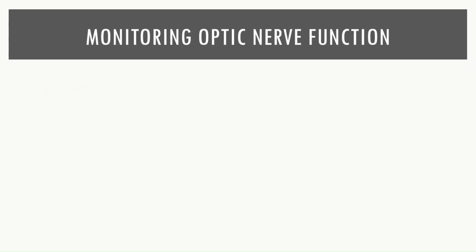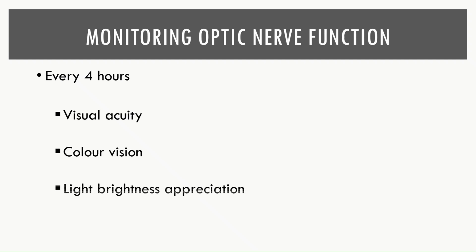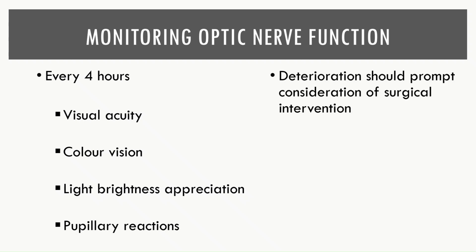Monitoring optic nerve function. Monitoring is performed at least every 4 hours, initially by testing visual acuity, color vision, light brightness appreciation, and pupillary reactions. Deterioration should prompt consideration of surgical intervention.